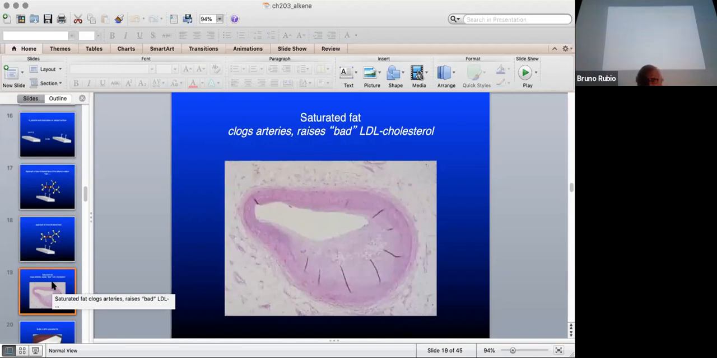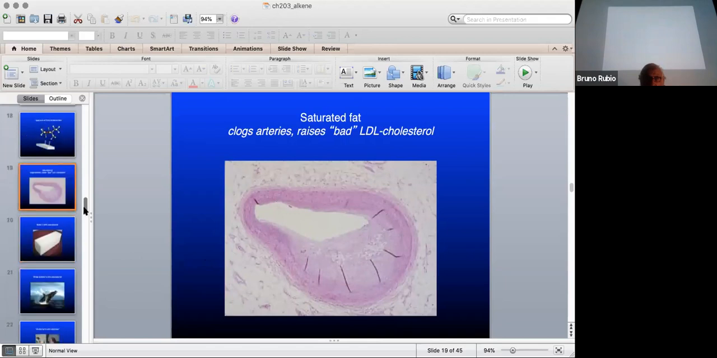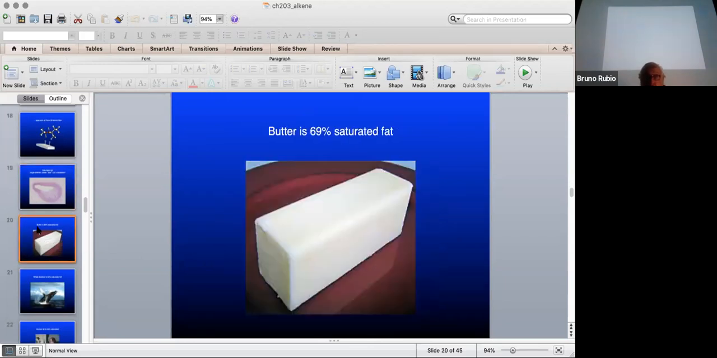So we talked about how this reaction is controversial. It's also an important reaction industrially. Here we see the lumen of an artery that is being clogged by LDL, bad cholesterol. And what this plug is made out of is saturated fat. A saturated fat means a fat that has no double bonds in it, just single bonds. Lots of food contains this saturated fat. Butter, 69% saturated fat. That's probably why it's so good.